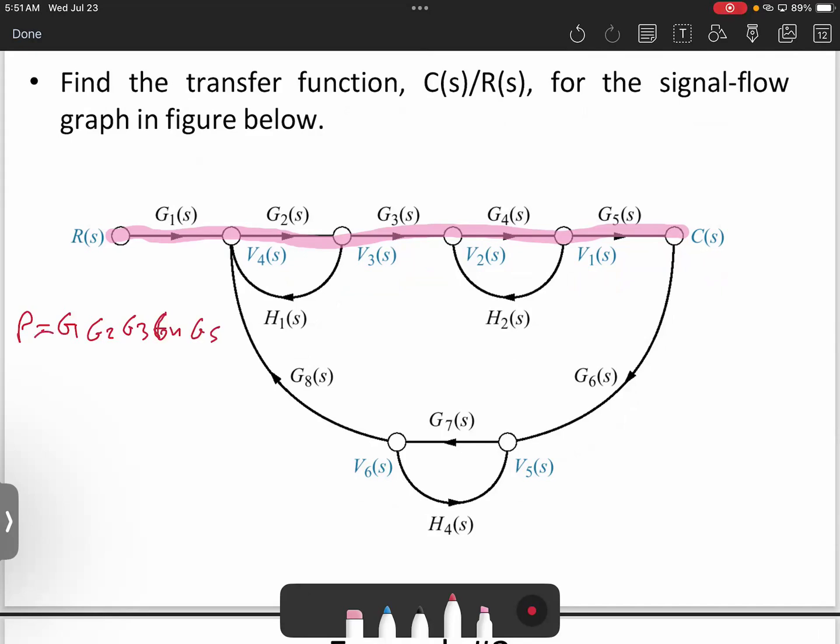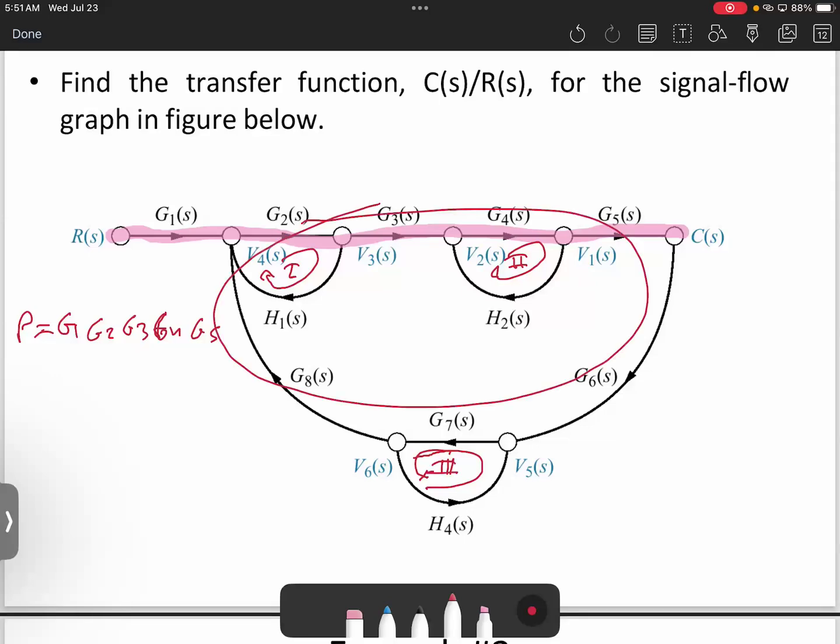Okay. How about the loops? How many loops do we have? First loop, second, third loop, right? The big one is number 4. That's it, right? We have 4 loops. Do you think there are any other possibilities of loops? We have 4 loops. What do you think the loop gains will be?